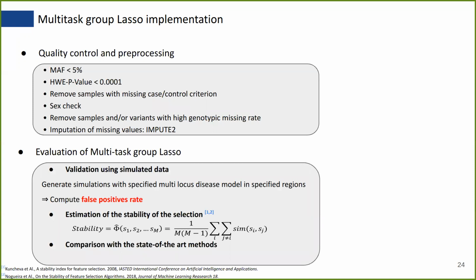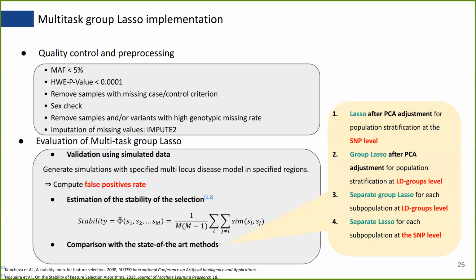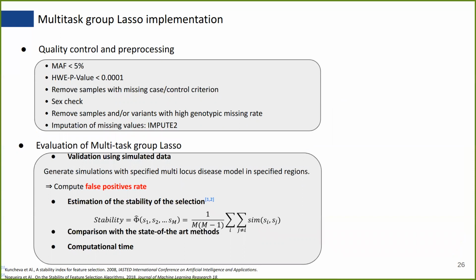In order to evaluate our algorithm, we used simulation with predefined disease loci. So we will be able now to detect false positive discoveries. We also compute the stability of the selection to evaluate the algorithm. We compared our algorithm to different scenarios based on the state of the art. The first scenario is Lasso after PCA adjustment for population stratification at the SNP level. The second scenario is group Lasso after PCA adjustment for population stratification at the LD groups level. Then we also explore separate algorithms such as separate group Lasso for each population at the LD groups level and a separate Lasso for each subpopulation at the SNP level. We also explored the computing time for each method.